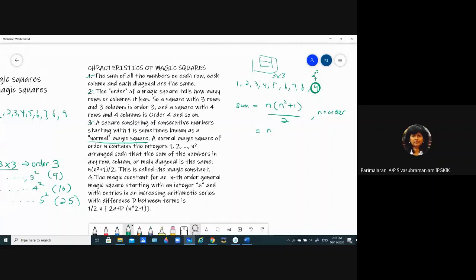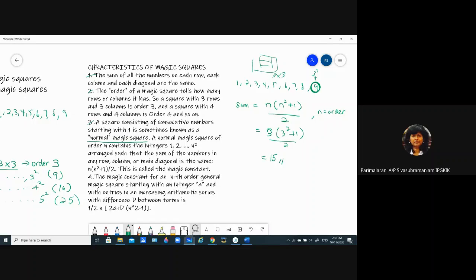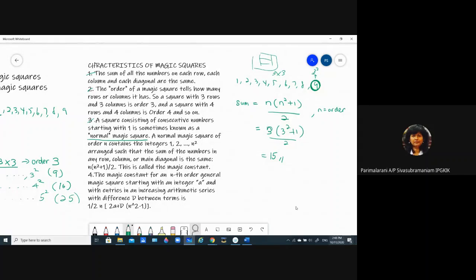So n is 3, n squared plus 1, over 2. How much is this? 3 times 3, 9. 9 plus 1, 10. 10 divided by 2, 5, times 3, 15. Okay, which means in a 3 by 3 magic square, the sum of all numbers in each row, each column, and each diagonal is 15. And this 15 is also known as the magic constant.